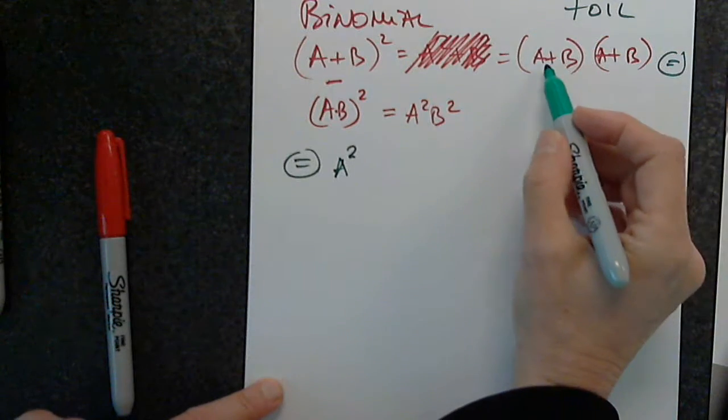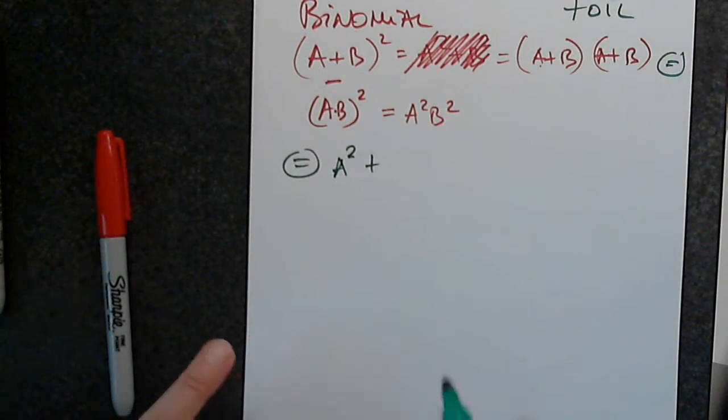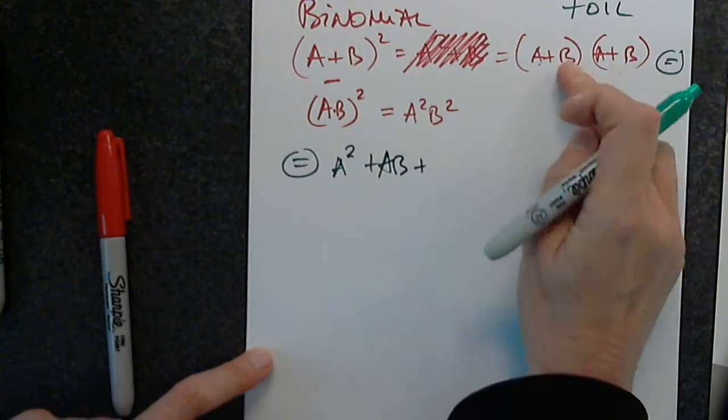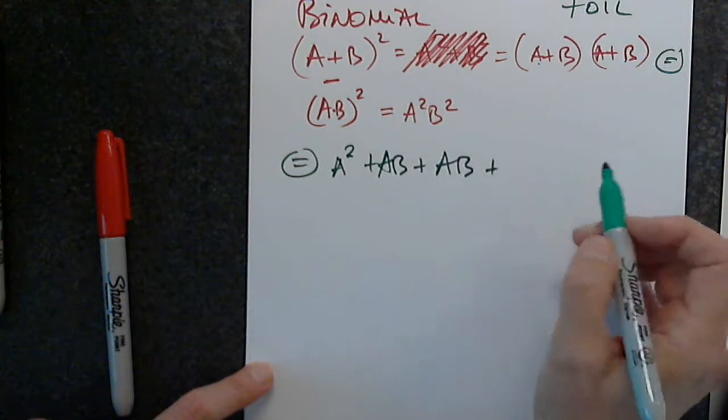Very good. Now I'm here. Plus A times B. Awesome. Plus B times A. Of course. Plus B times B.